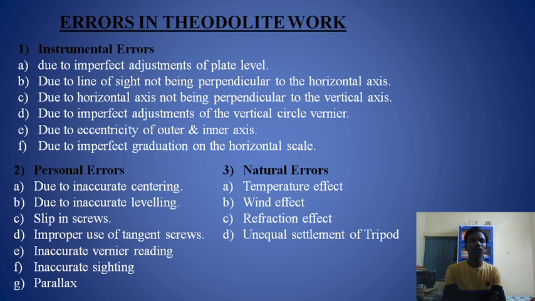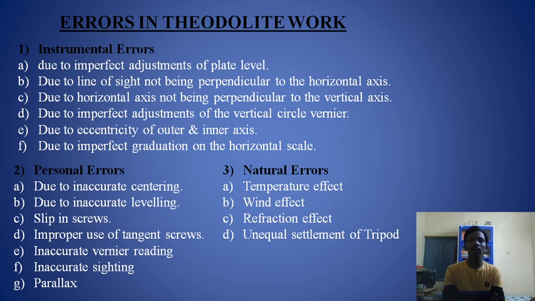Now the next one is due to imperfect adjustment of the vertical circle vernier. In the theodolite, if the vertical circle, which is used to measure vertical angles, is not properly adjusted in the instrument, then the instrument is in error. Now the next one is due to eccentricity of the outer and inner axis.